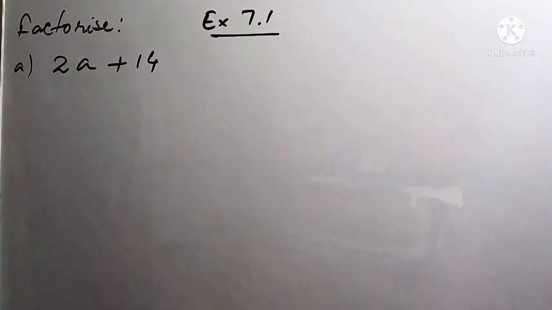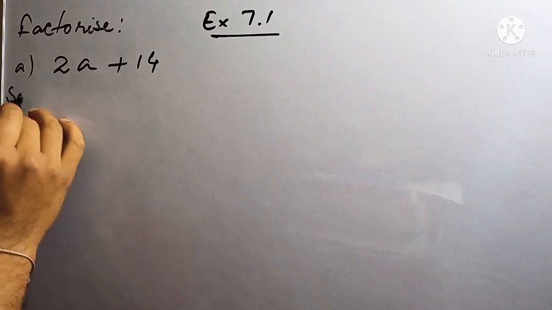Now let's begin exercise 7.1. Factorize. The first question is 2a plus 14. One expression is given to you, that is 2a plus 14, and we have to express this as a product of two or more factors. That means we have to factorize it. When we see the question, how many terms are there? We have only two terms. The terms are 2a and plus 14. Okay, let's see here. Solution.